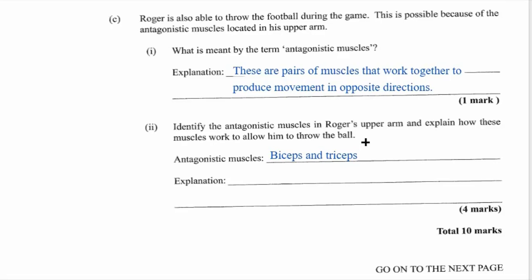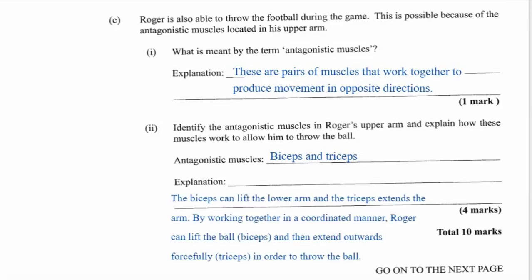Why is that necessary? Because the muscles can only produce a pulling force. They cannot produce a pushing force. So you need one muscle to pull in one direction and then another muscle to pull in the opposite direction so that you can get that full range of movement. And then in the next part, they ask you to identify in the upper arm: the biceps and triceps. Can't go wrong with that.